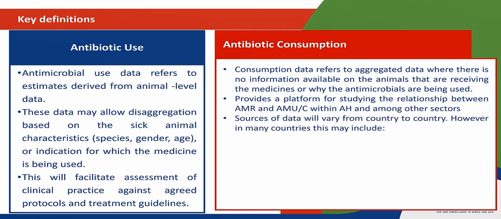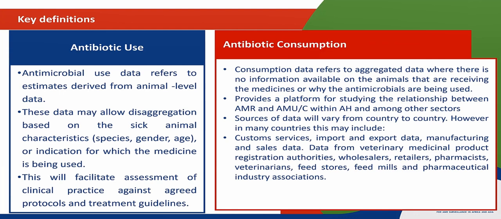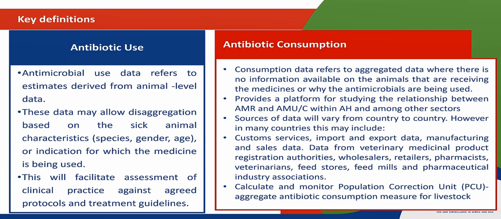Sources of data will vary from country to country. However, in many countries, this may include customs services, import and export data, manufacturing and sales data, data from veterinary medicinal product registration authorities, wholesalers, retailers, pharmacists, veterinarians, feed stores, feed mills, and pharmaceutical industry associations. Calculate and monitor population correction unit, aggregate antibiotic consumption measure for livestock.